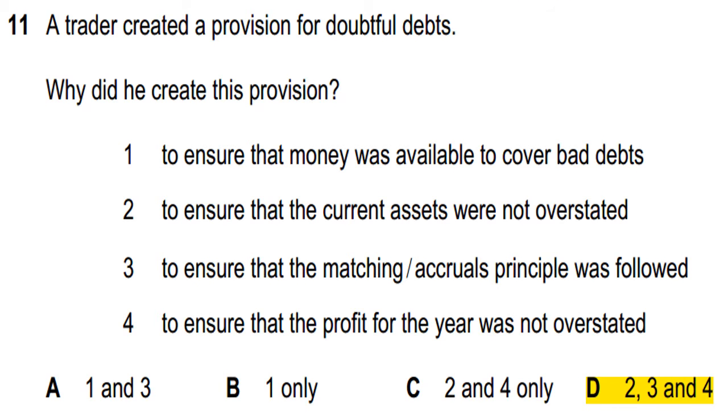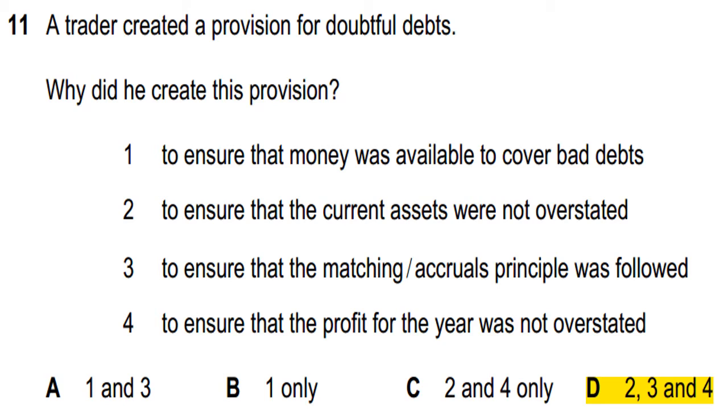And number 11, a trader created a provision for doubtful debts. Why did he create this provision? Number 1, to ensure that money was available to cover bad debts. Number 2, to ensure that the current assets were not overstated. Number 3, to ensure that the matching accrual principle was followed. And number 4, to ensure that the profit for the year was not overstated. And option D is correct, 2, 3 and 4.